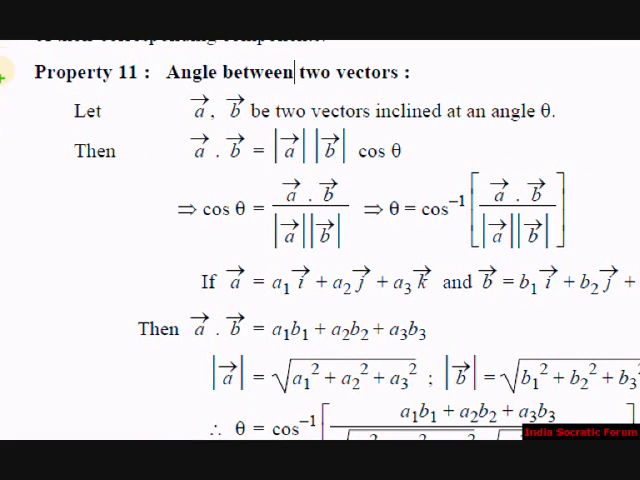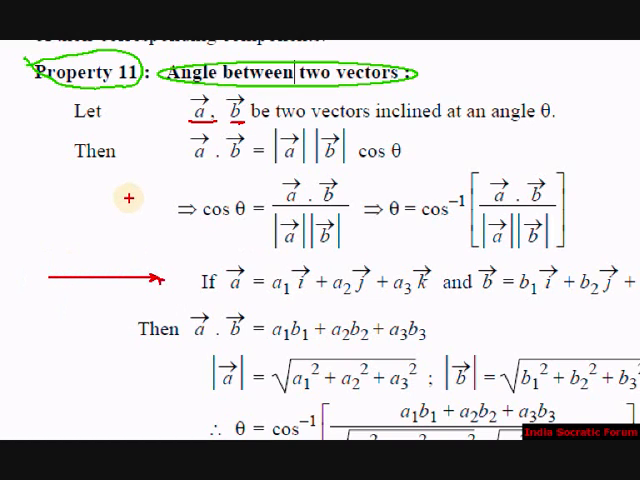We saw this before. Property 11 is nothing but finding the angle between two vectors. That is, how to find the angle between two vectors. Let's take the vectors A and B, and the angle between them is theta. Let's think this is the A vector and this is the B vector, right? So this we saw before.